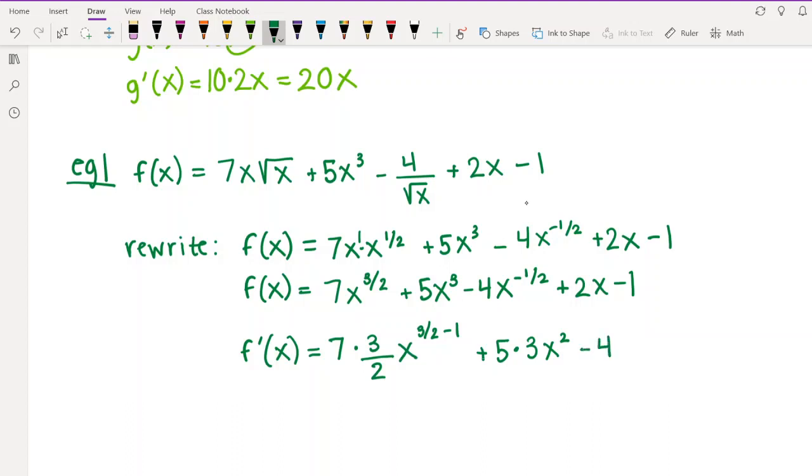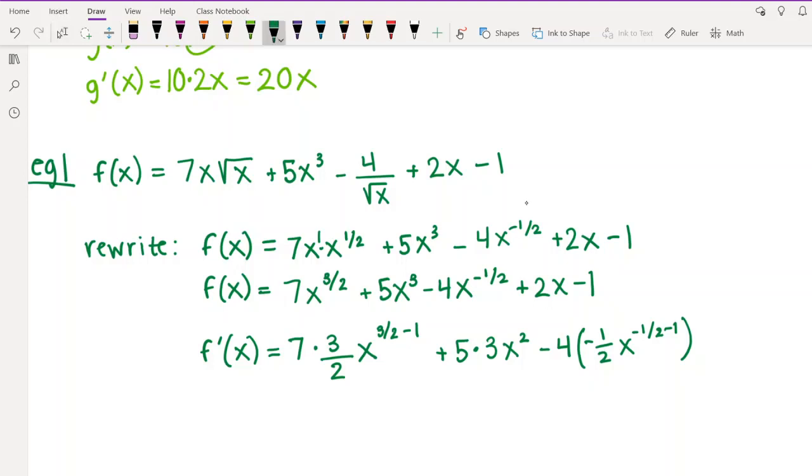Next one, we have -4, and then we're going to multiply that with -1/2, because that's the original exponent. And then our new exponent is going to be -1/2 minus 1. So we're going to have to figure out what that is. Next part, we have 2x. For that one, if you have a number times x, the derivative is just going to be that number. Basically, it's because 2x is a linear function, and the derivative of a linear function is just the slope. So the derivative of 2x is just 2. And then finally, the derivative of -1 is 0. I'm just going to write it down so that you know where that -1 went.